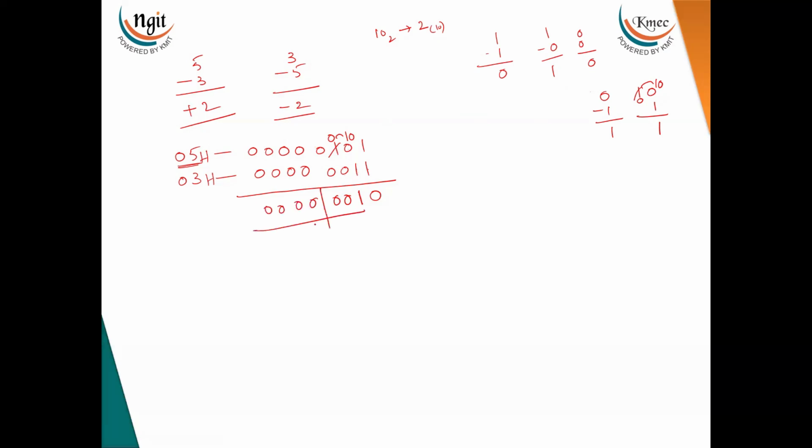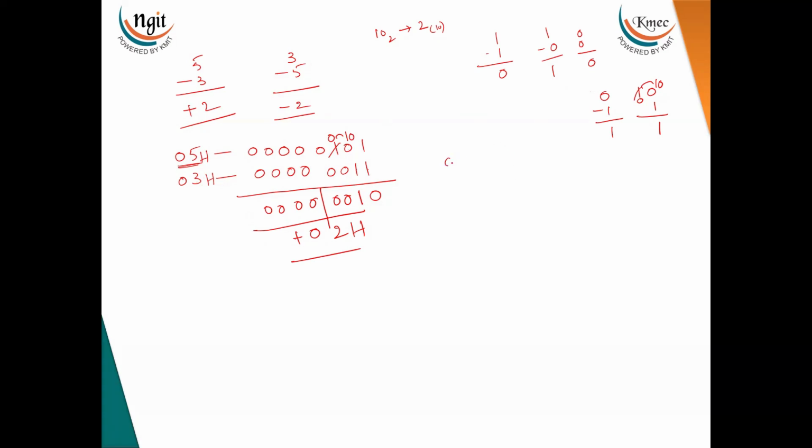Now if I write the equivalent hexadecimal, the four zeros give 0 and the lower nibble 0010 is 2H. No borrow is generated here, and no borrow means the answer is positive. So this is the answer when you subtract the lower value from the higher value.